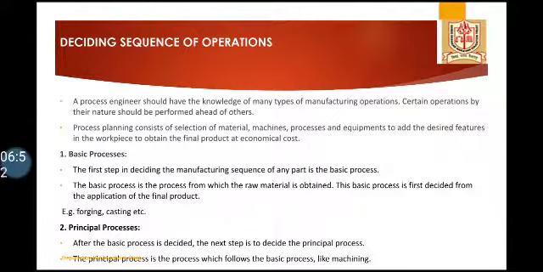Basic processes. The first step in deciding the manufacturing sequence of any part is the basic process. The basic process is the process from which the raw material is obtained. This basic process is first decided from the application of the final product. For example, forging, casting, etc.